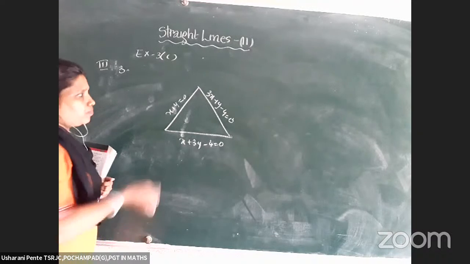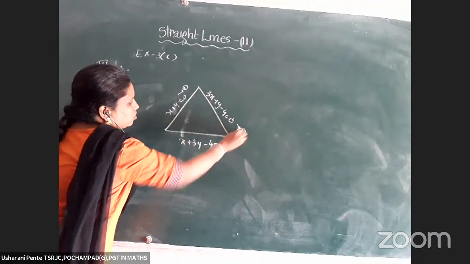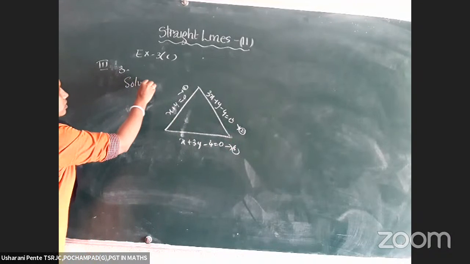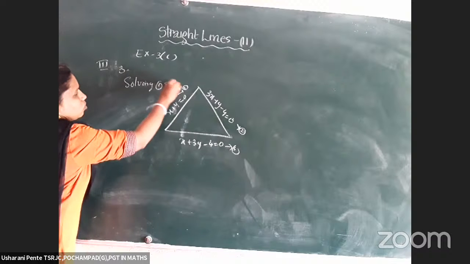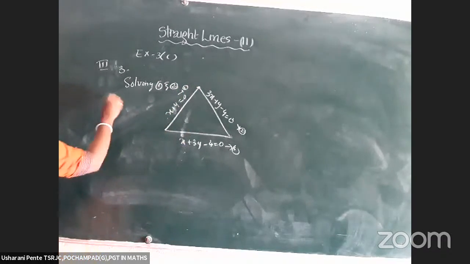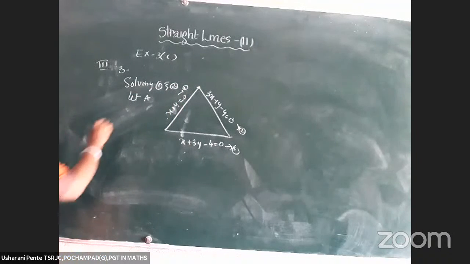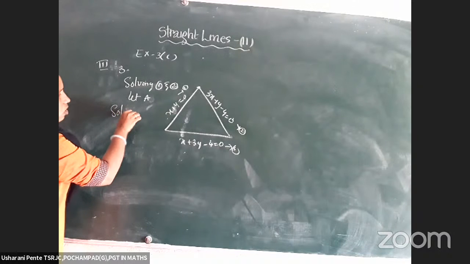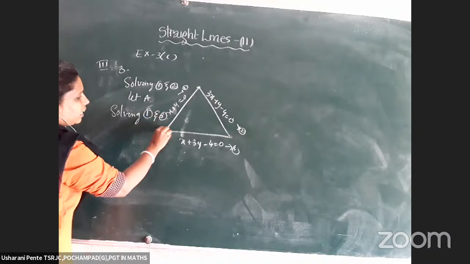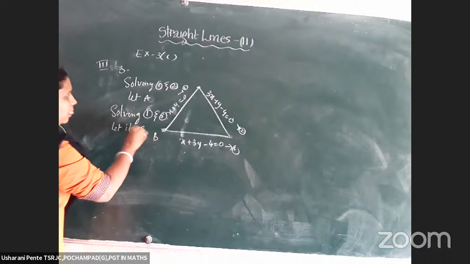So how to do this? Let these be equation 1, equation 2 and equation 3. Solving 1 and 2, we will get the point of intersection; let that point be A. Next, we solve equations 1 and 3 to get another point; let it be B.